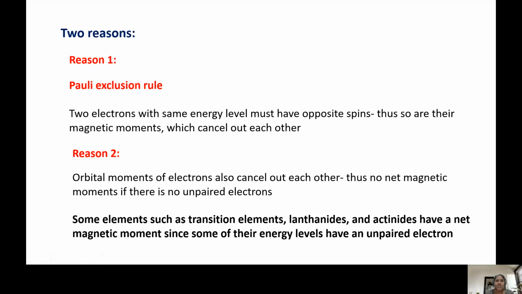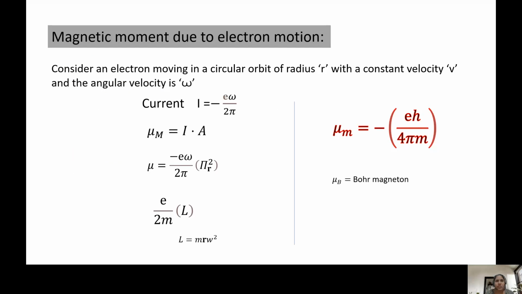Uncancellation of the magnetic moments produces the net magnetic moment. As I already told, orbital motion of the electron around the nucleus will produce the orbital magnetic moment, and the spin motion of the electron will produce the spin magnetic moment.